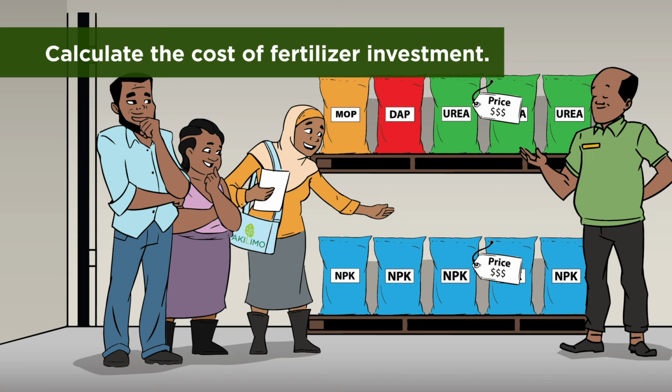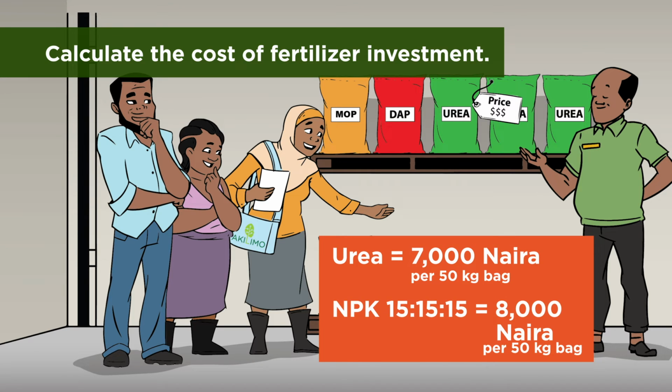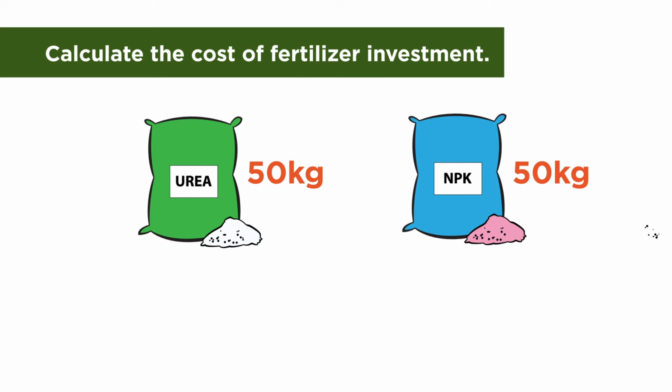kg. John now called his agro dealer and asked him for the prices of fertilizer. Urea goes for 7,000 naira per bag, and NPK 15-15-15 for 8,000 naira per bag. A bag is 50 kg. That means a kilogram of urea costs 7,000 divided by 50 or 140 naira, and a kilogram of NPK 15-15-15 costs 8,000 divided by 50 or 160 naira.